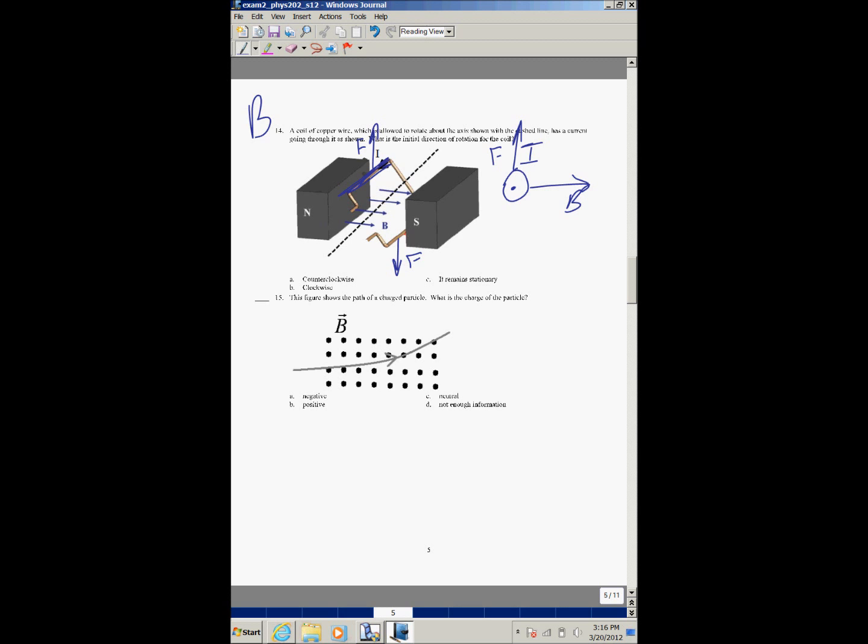What is the charge of this particle as it travels through this magnetic field? Just first imagine that the charge is positive, and then ask yourself, what is the direction of the force? So if I have a particle traveling in this direction with this velocity in a magnetic field like this, that particle is going to feel a force that is downward. Alright? That would be for a positive particle. That means that this particle must be negative because it feels an upward force. So 15 is A.